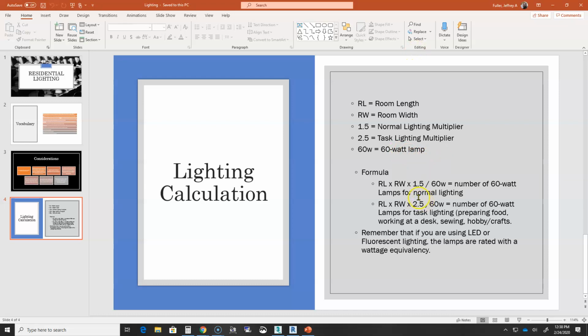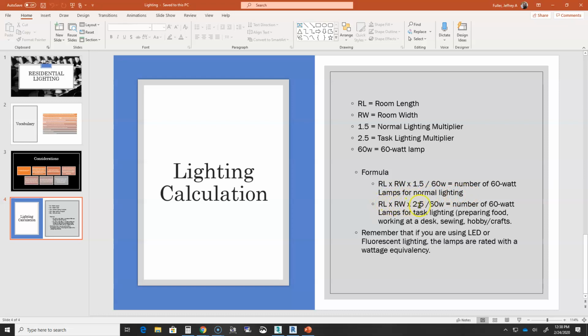Okay, so the formula is room length times room width, which is essentially the same thing as getting the area of the room, length times width, times 1.5. And then you divide that by 60 watts, and then you get the number of 60 watt lamps for normal lighting.